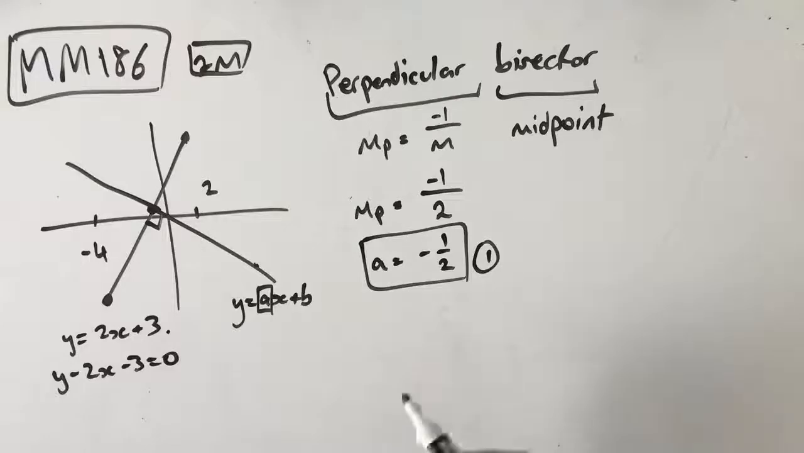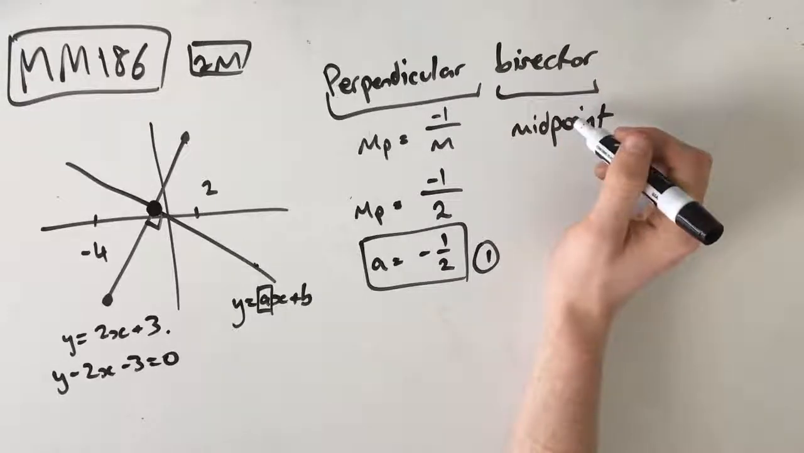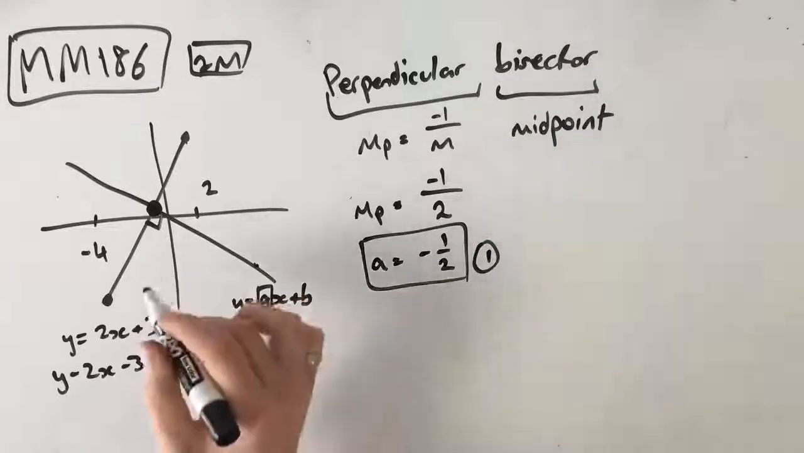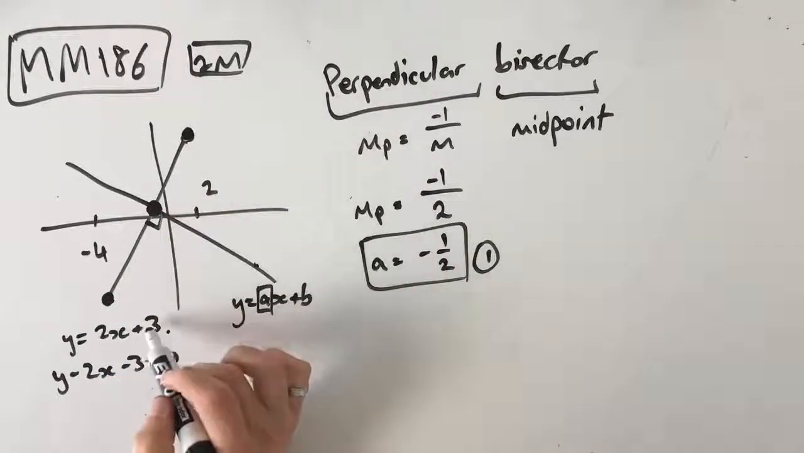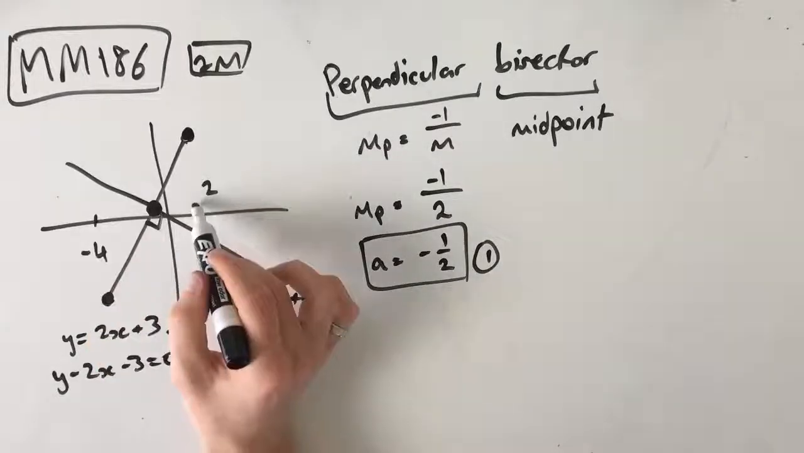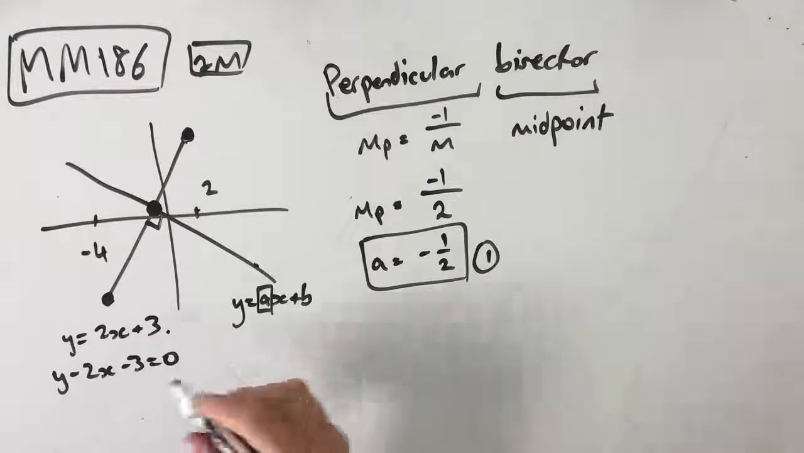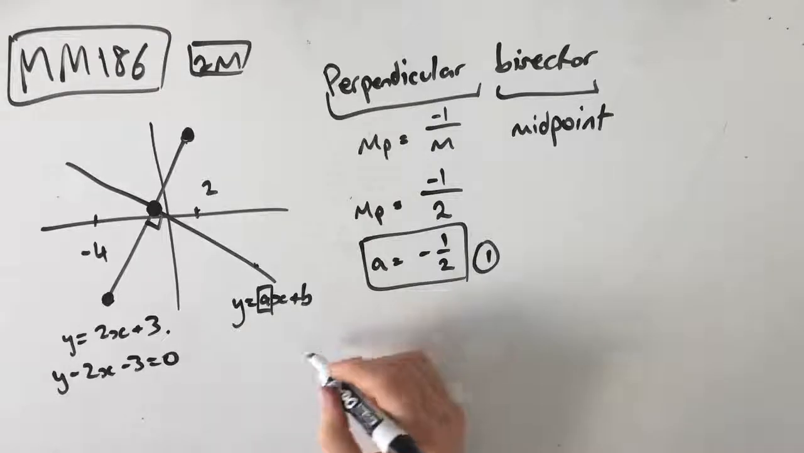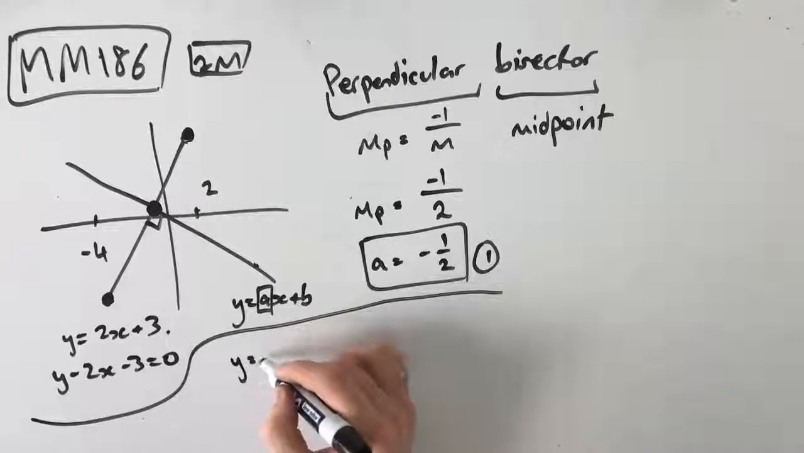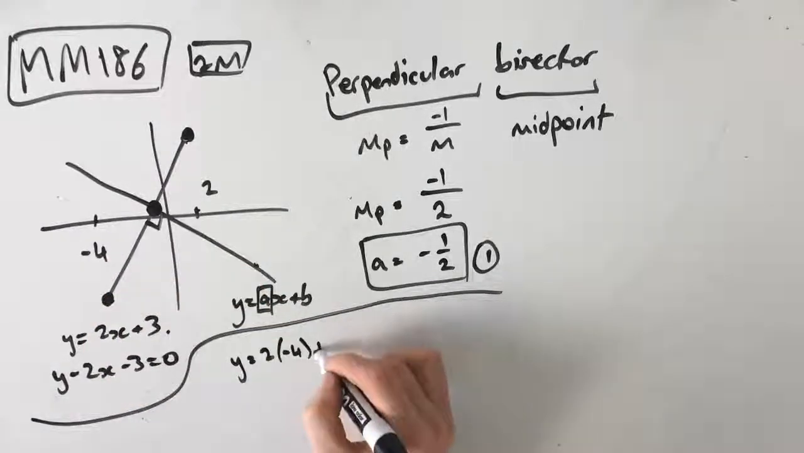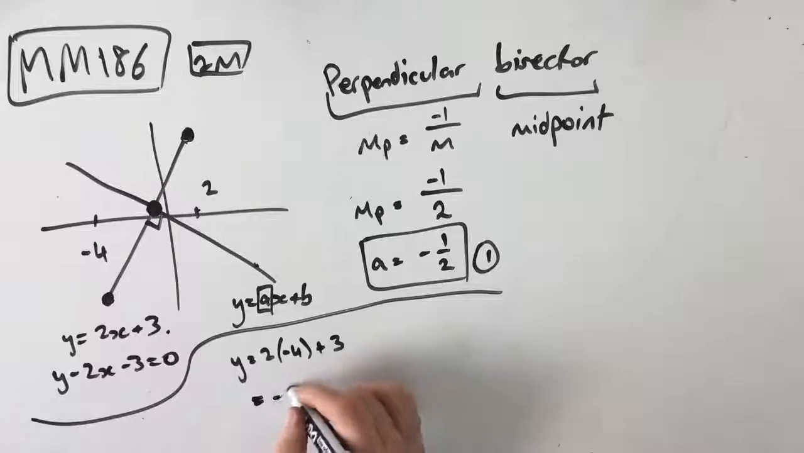From here, we need to find out the midpoint of this line, because bisector tells us that it goes through the middle. Before we can do that though, we need to find out what the y values of these endpoints are of the original linear graph. We know that the x values are -4 and 2, but we need to know the y values in order to figure out the midpoint. So from here, we simply sub in our x values to find our y values. So y is equal to 2 times -4 plus 3, and that gives us -8 plus 3, which is -5.